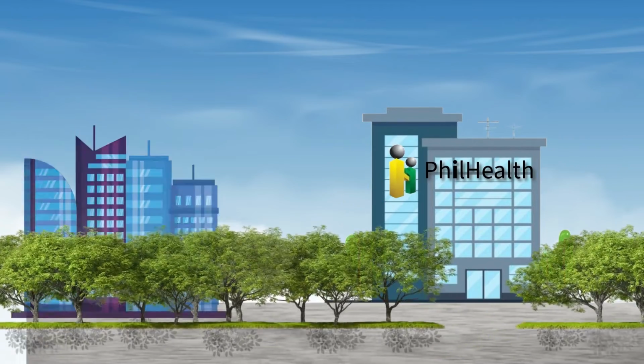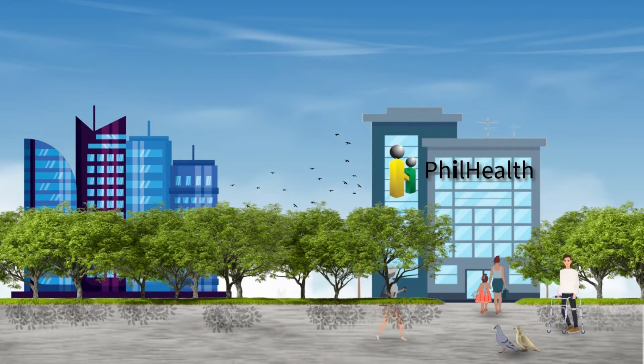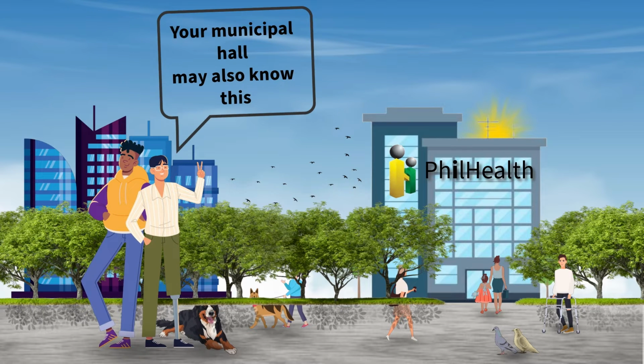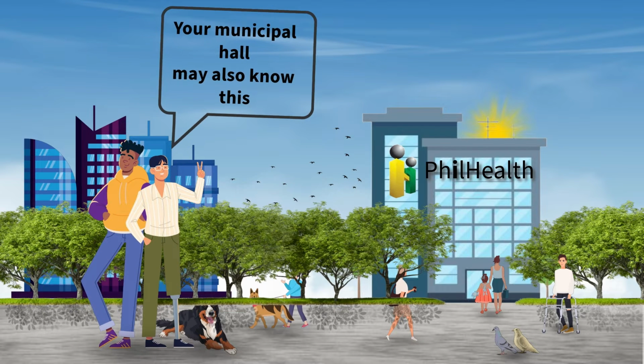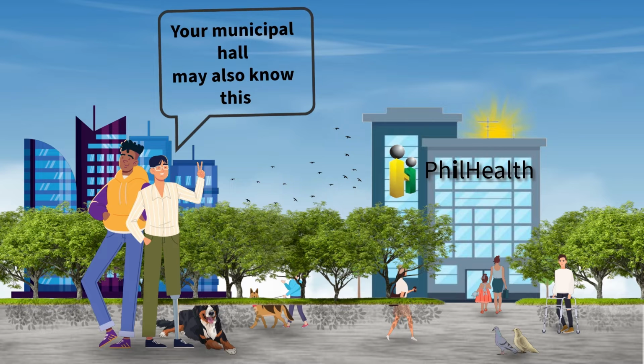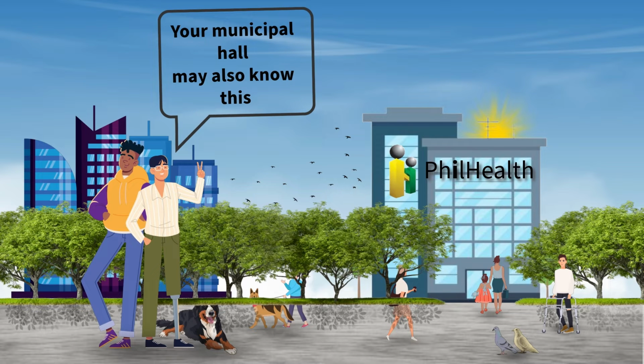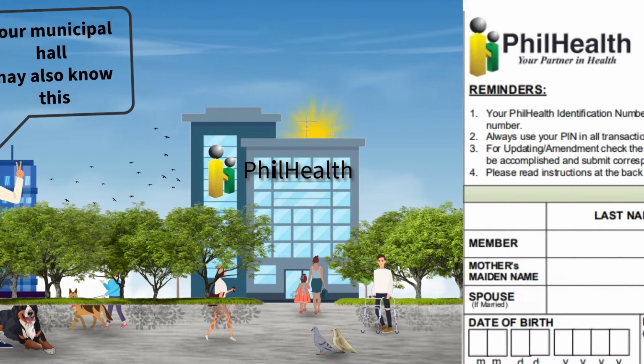Once you have these, visit your nearest PhilHealth office. Ask them for the name of the local government department responsible for sponsoring PWD PhilHealth members. They should know the name of that department. In Quezon City, it's called Social Service Development Department. Your city may have a different name for it.